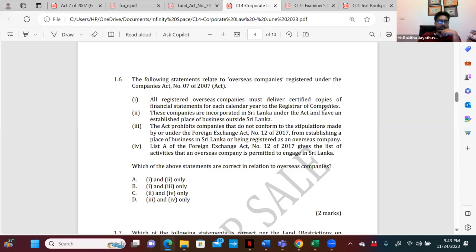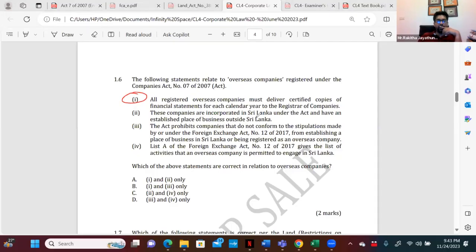To the registrar of companies. Please go through the relevant provision. To save time, I will straight away tell you whether it's right or wrong here. Yes, they have to provide the financial statement. So this is correct.